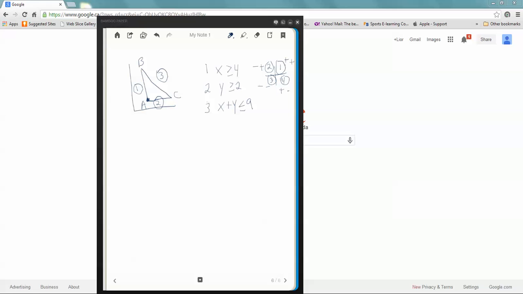Most of the time, I would say 99% of the time, you're often talking about graphs in quadrant number 1. In this case, once again, you're looking at vertex A. So what are those two lines? Well, you got the first line, which is x is greater than or equal to 4. And you got the second line, which is y is greater than or equal to 2. So the question is, where do they intersect?